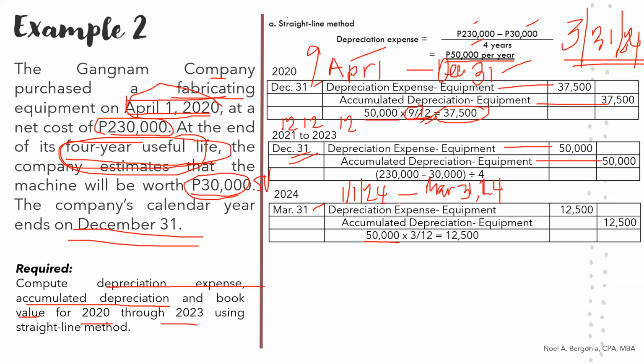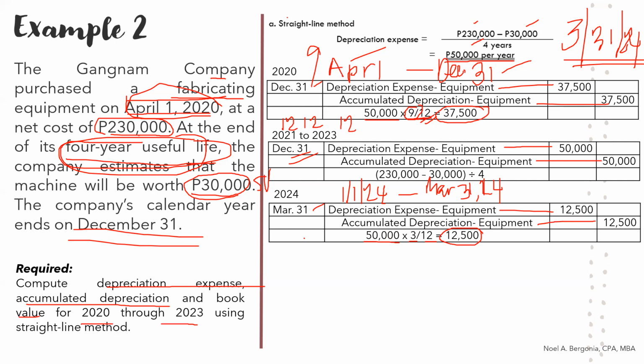So ilang buwan lang yon? January, February, March. So that's only good for 3 months. Over the 12 months period, kaya ang ating depreciation lang related to the fabricating equipment, okay, for 2024 is good for 3 months, kaya that is only 12,500. Okay? So debit depreciation expense 12,500 and credit accumulated depreciation 12,500. Okay? So I hope that that is clear.